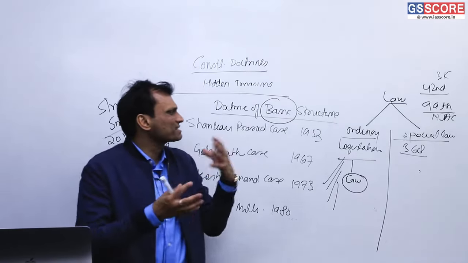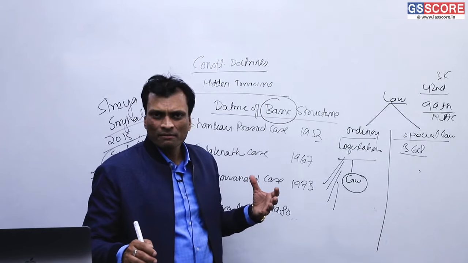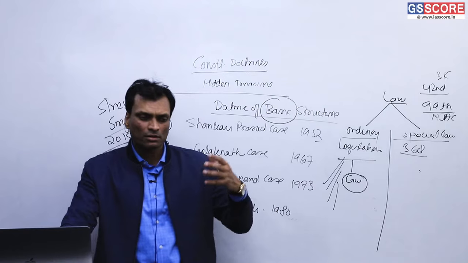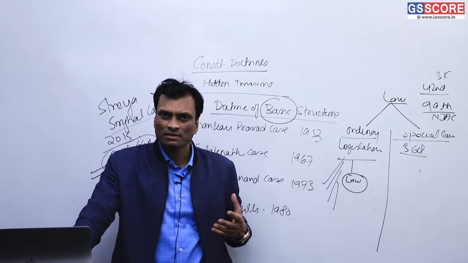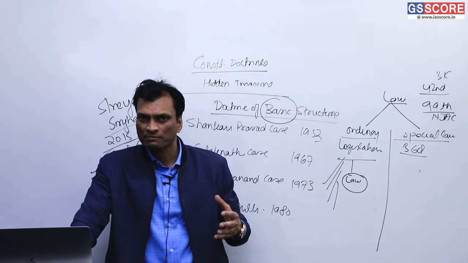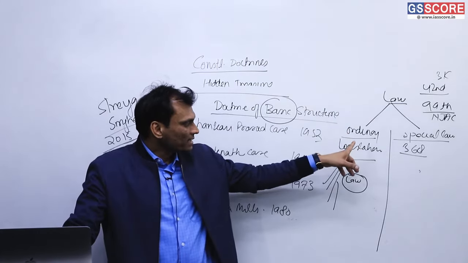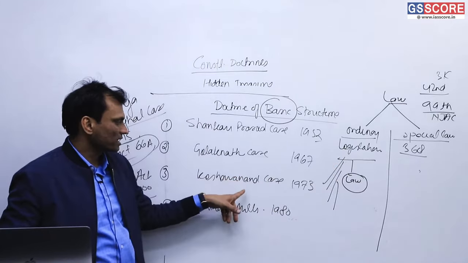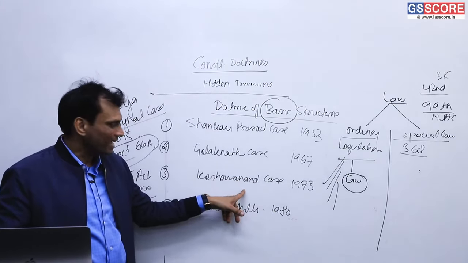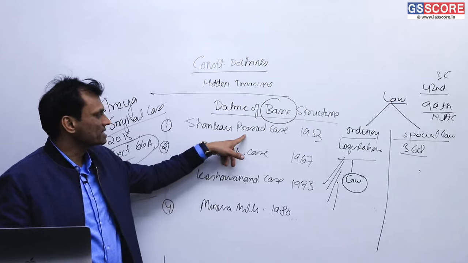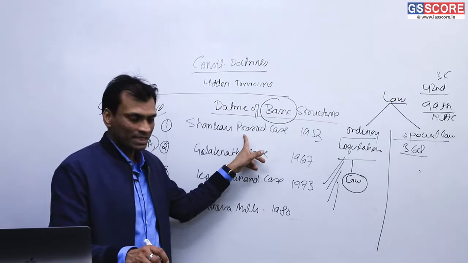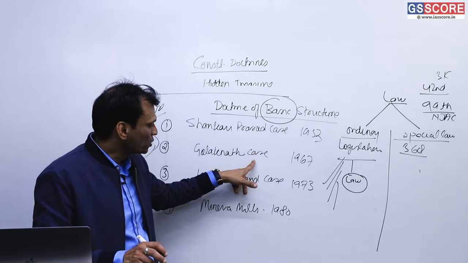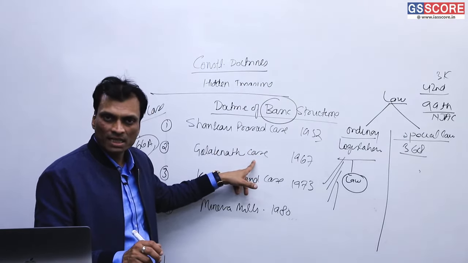So why is this so famous? Why is there such a contradictory view on this doctrine of basic structure? It is very simple, friends. Please understand that the doctrine of basic structure, in the Kesavananda case, balanced between the Golaknath case and the Sankari Prasad case. In Sankari Prasad, balance was missing. In Golaknath, again, balance was missing.